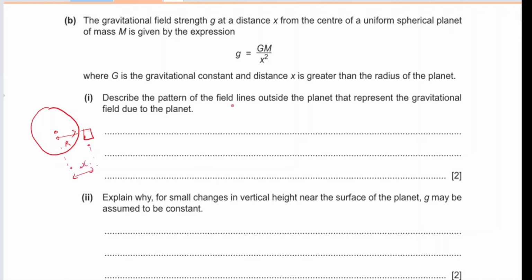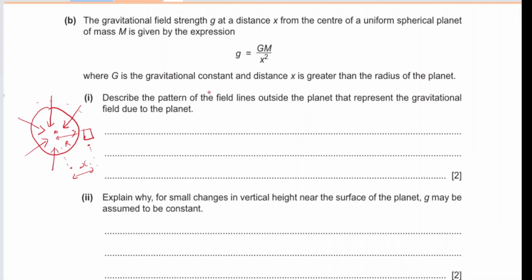Describe the pattern of the field lines outside the planet that represent the gravitational fields due to the planet. So the gravitational field lines outside the planet is this whole area over here. In this space, we know that the gravitational field is towards the center of the planet. So it's acting towards the center, right? So this is how the gravitational field lines are acting.